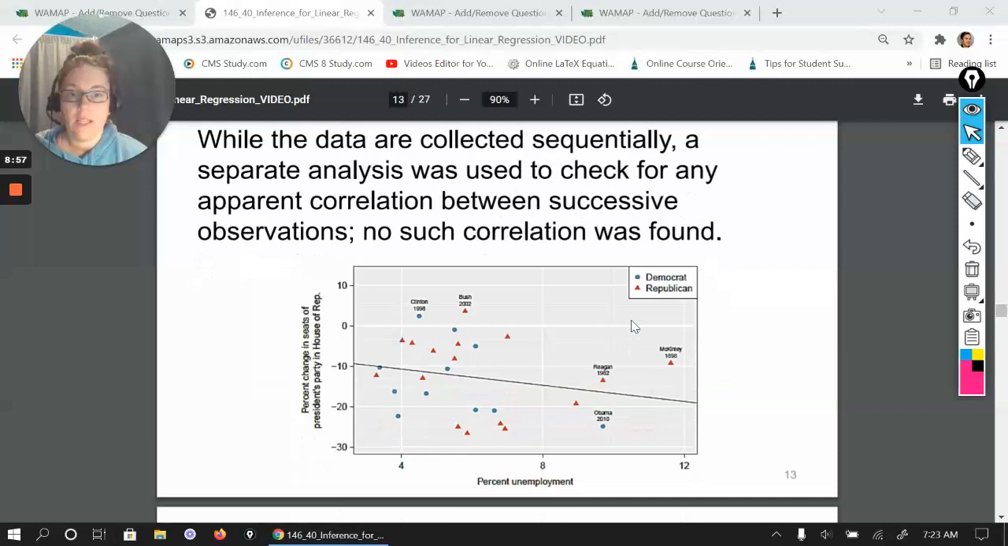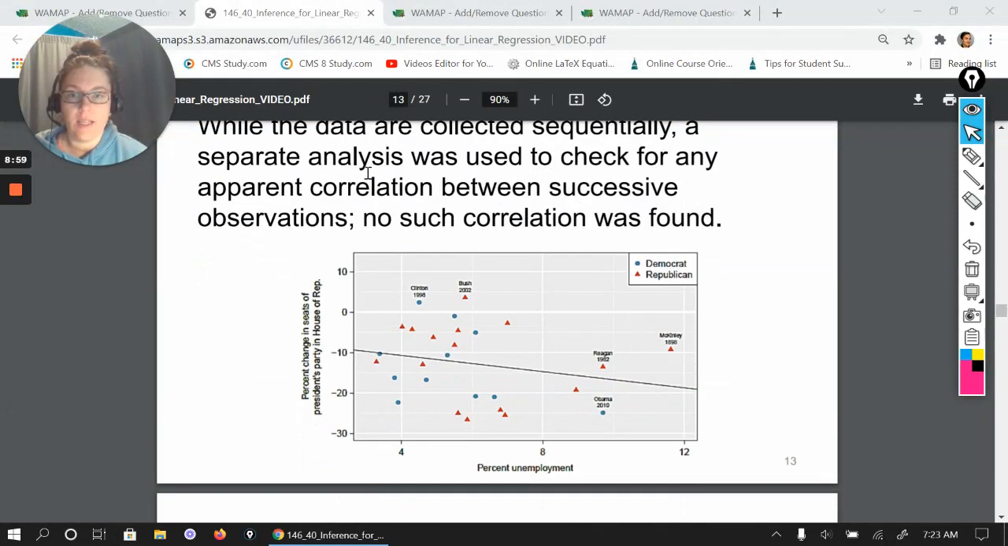While the data are collected sequentially, a separate analysis was used to check for any apparent correlation between successive observations. Because that was done and no such correlation was found, then we're okay with the fact that this is a sequence. So conditions for linear regression seem to have been met.